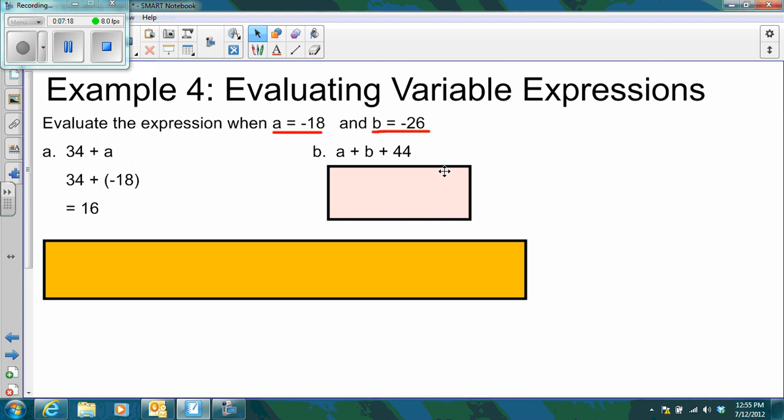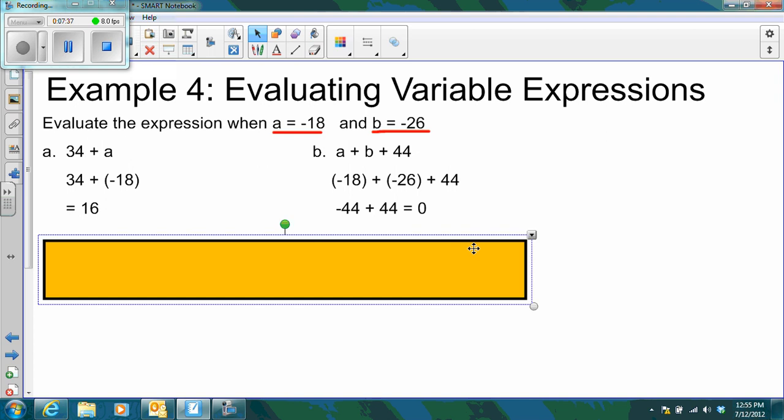In this case, we have three numbers, so we have to substitute for A and B. So we have negative 18 plus negative 26 plus 44. Negative 18 plus negative 26 is equal to negative 44. When you add that to 44, these are opposite, so it will always equal 0.